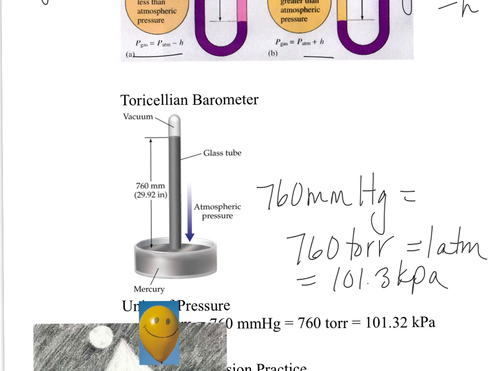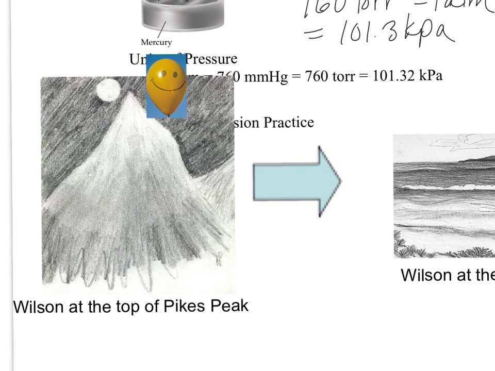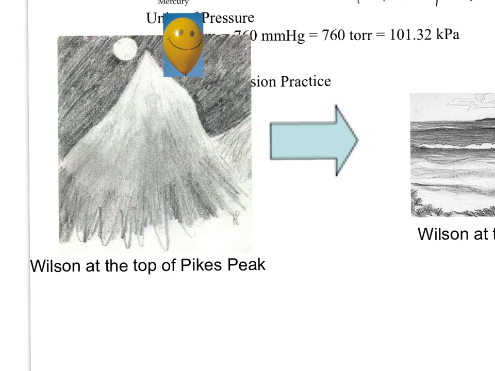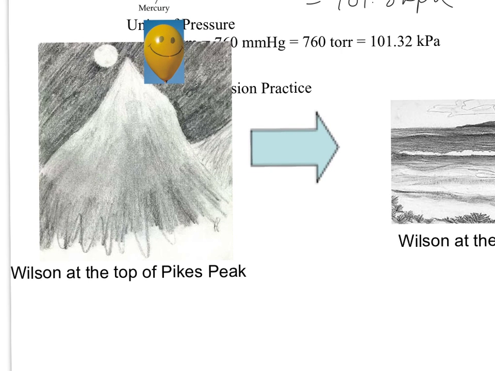All right, so let's do a conversion. Oops, you're missing the practice, I think. Hold on. Okay, so I don't know what happened with my slides, but they're a little bit out of order. So I'm going to explain the next thing, and then the practice will come and you can go back up and fill that in. So first of all, this slide actually appears in a page or two on yours. Wilson at the top of Pikes Peak and Wilson at the beach. So I will come back and explain that.